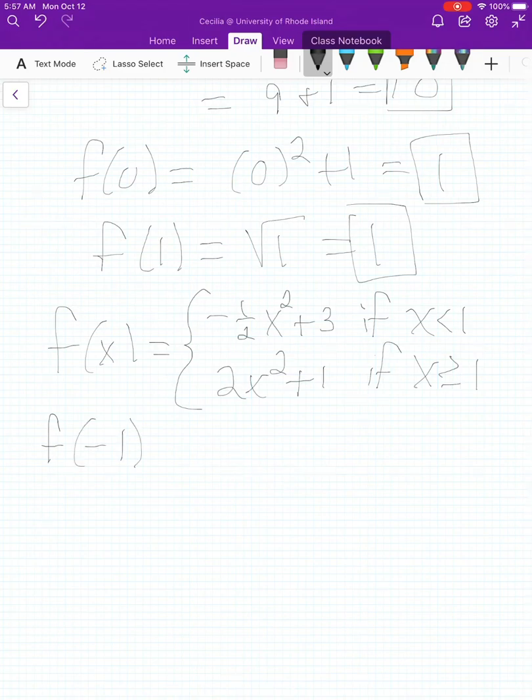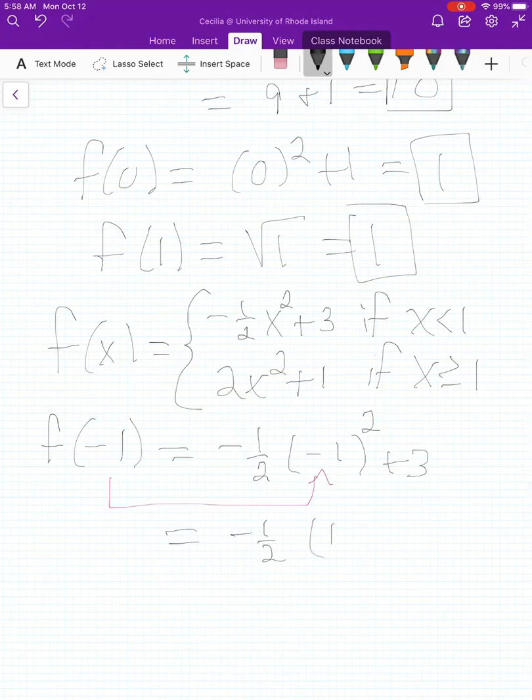f of negative 1. Well, negative 1 is certainly less than 0, which makes it definitely less than 1. So we're going to want to use the upper definition of the function. I'm just copying, and everywhere there's an x, I put parentheses, and then I put my input in. There we go. So we get that squared plus 3. So that's negative a half.